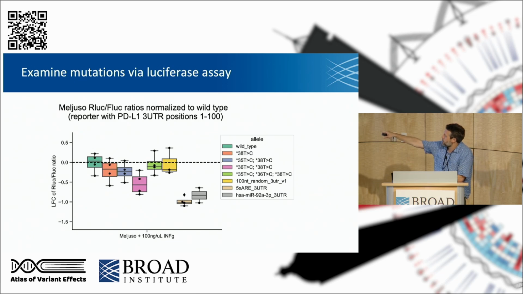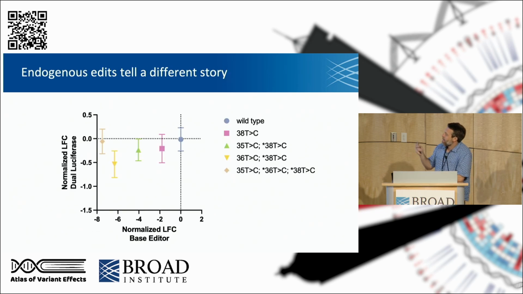Some positive controls are if we put in a binding site for either a microRNA or for an ARE, which is a destabilizing element. Those are the two shown on the right. We see a nice reduction. And then here's what we see for the different alleles that we put in. But then when we compare what happened in the base editing when we sequence the alleles versus what we're seeing with the luciferase assay, we're not really seeing the same thing.